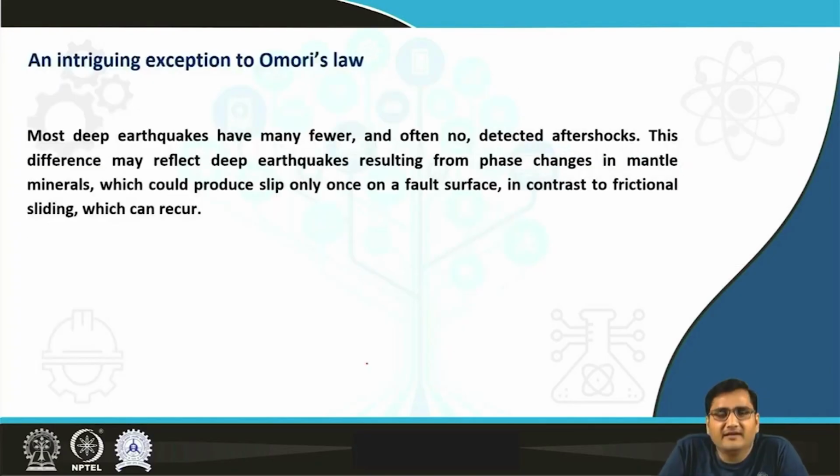There is an intriguing exception to Omori's law. Basically, if you go deeper, most deep earthquakes have many fewer and often no detected aftershocks, and this difference may reflect deep earthquakes resulting from phase changes in mantle minerals, which could produce slip only once on a fault surface, in contrast to frictional sliding which can recur.